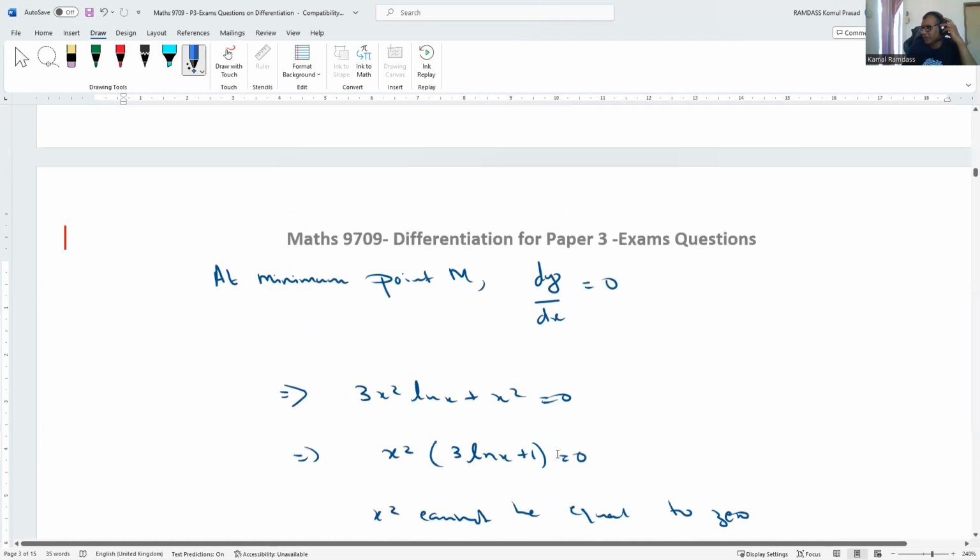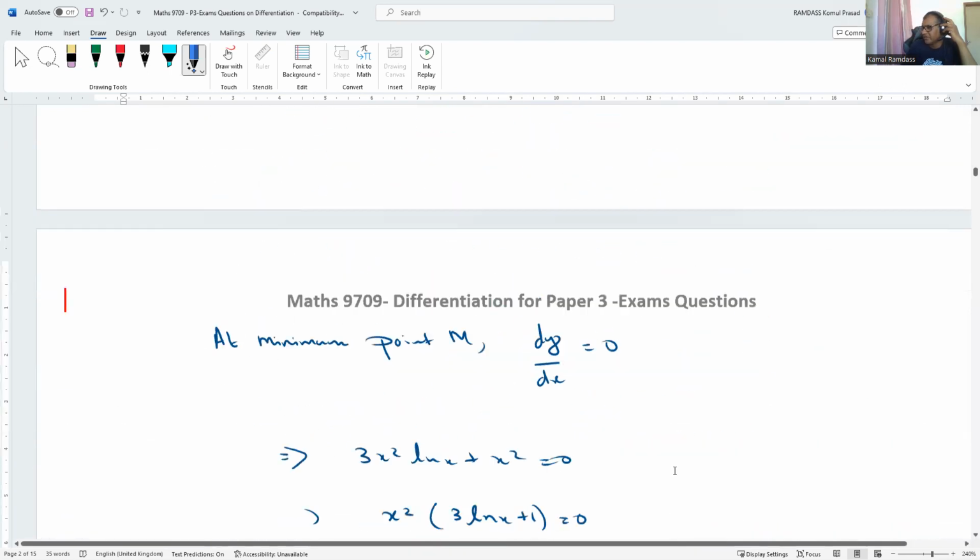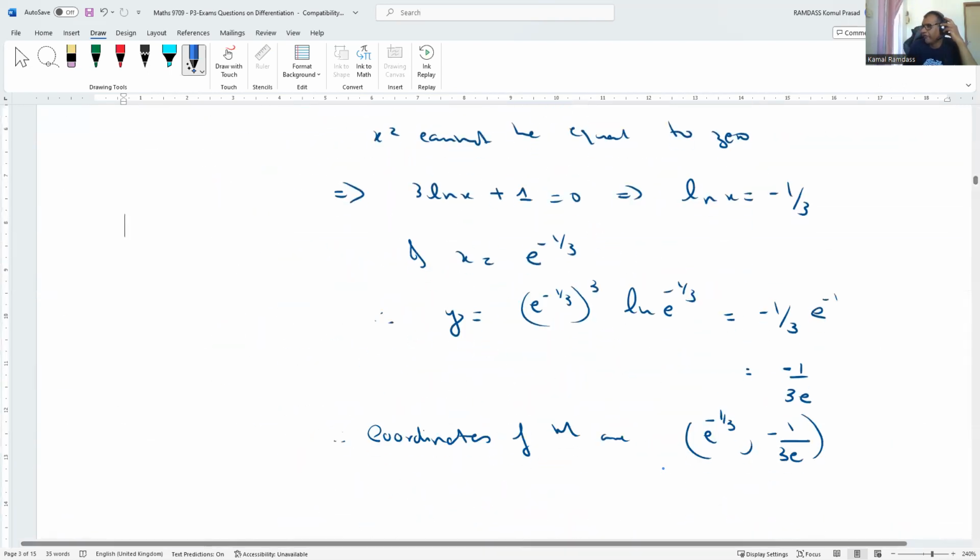And y is equal to, we replace x, no? And x is equal to e to the power of minus 1 over 3. That means y is equal to e to the power of minus 1 over 3, to the power of 3, ln of e to the power of minus 1 over 3. And that is e to the power of minus 1, ln of e to the power of minus 1 over 3.